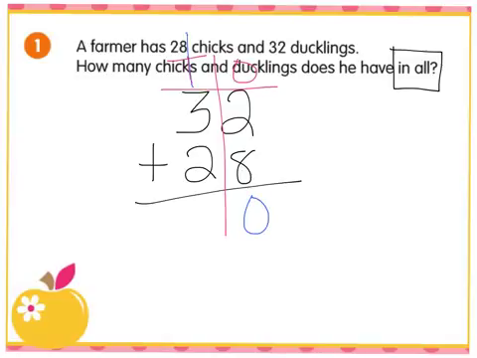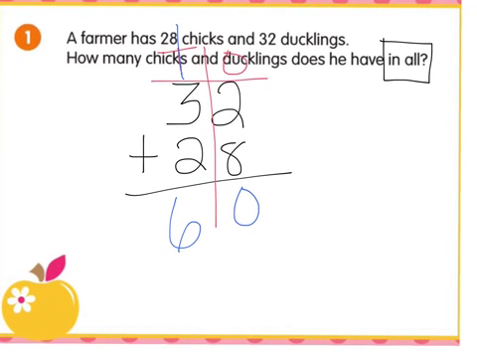Now I can add the 10 spot. 1 ten plus 3 tens is 4 tens, plus another 2 tens is 6 tens. This gives us a final answer of 60. So we have 60 chicks and ducklings all together.